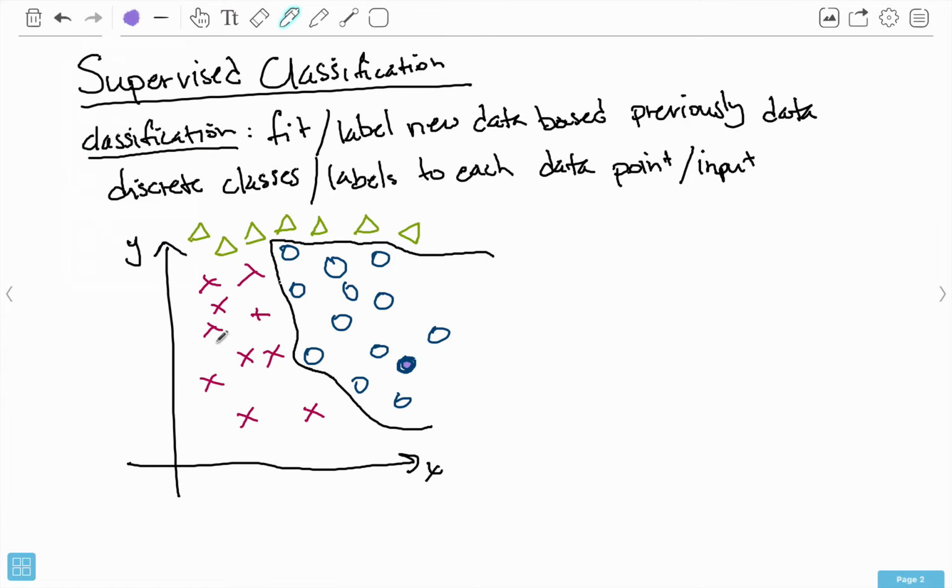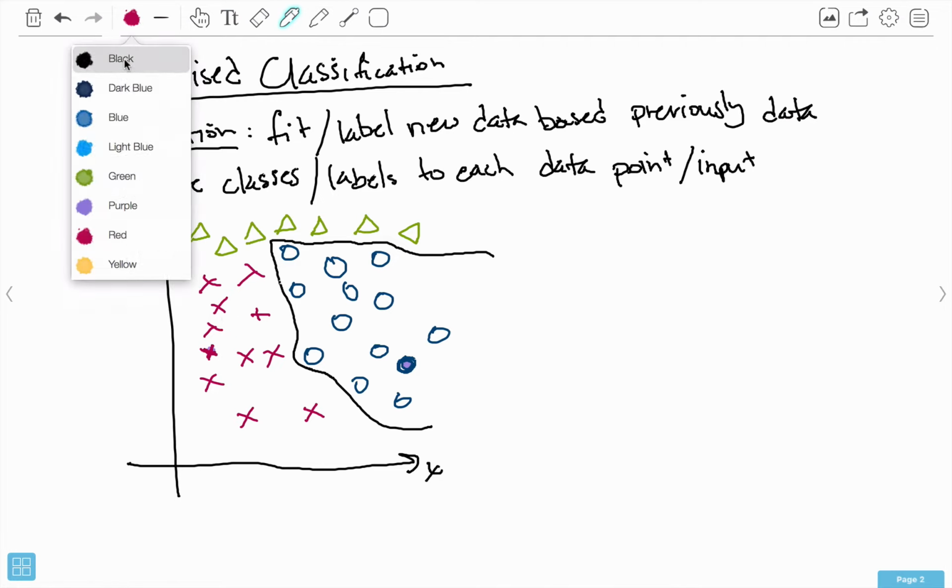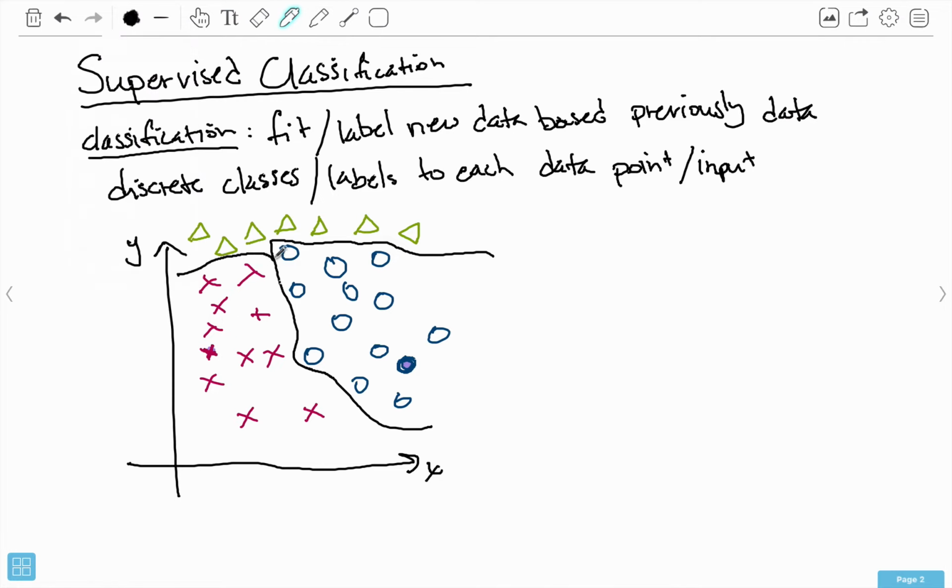Now what about a point over here? You would say, I would give that a red X. And I'd ask again, why? You'd give the same answer: in this portion of the plane, around that new input, there are a lot of red X's, so it would most likely be a red X. That's right.